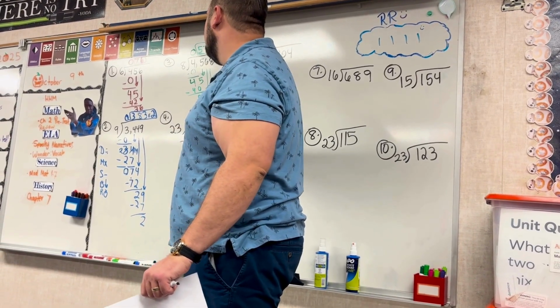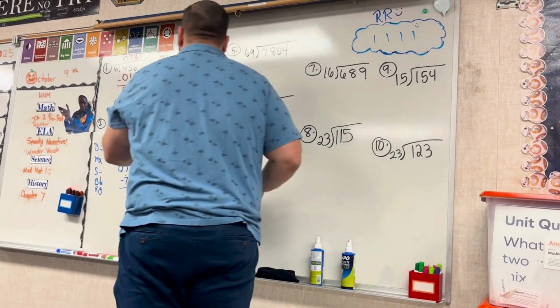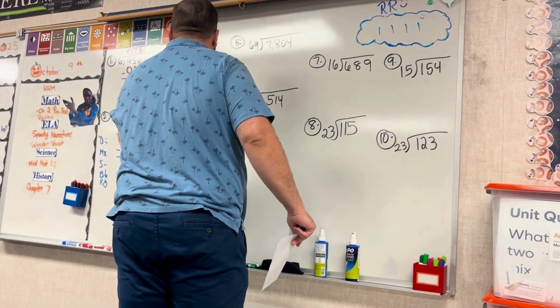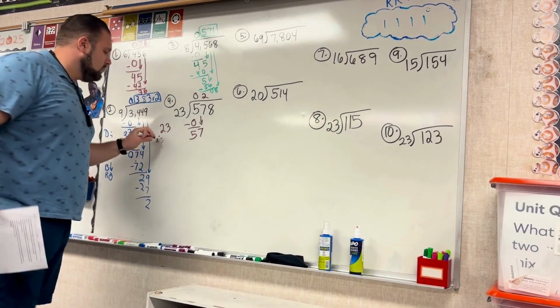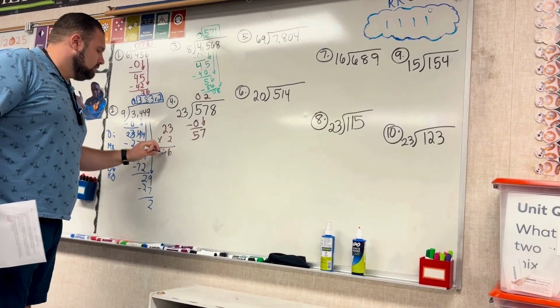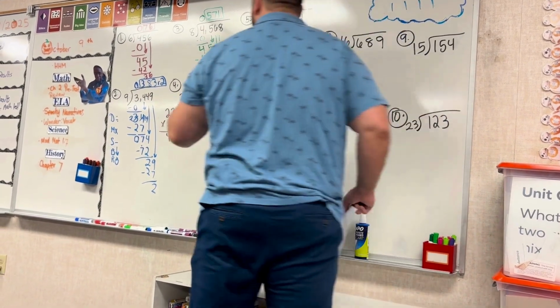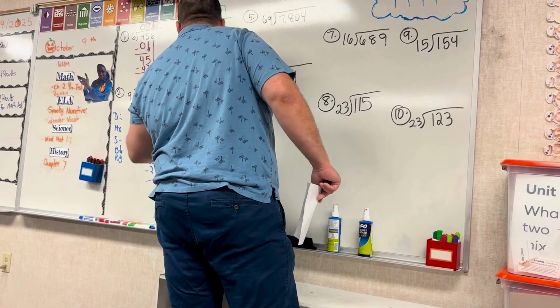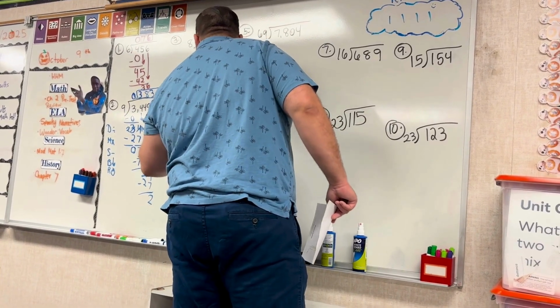23 goes into 5 0 times. 23 times 0 is 0. Bring down that 5 and 7. 23 goes into 57 2 times, because 23 times 2 is 46. Anything bigger than that is going to be way too big. So it goes in there 2 times. 57 minus 46 is going to be 11. And you bring down that 8.